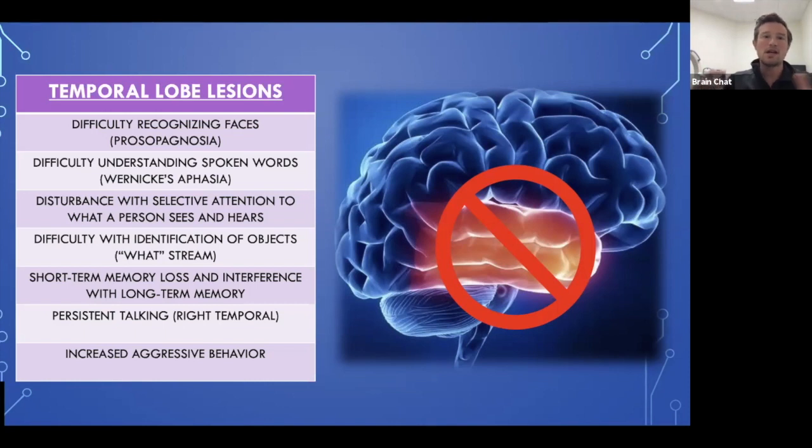Short-term memory loss and interference with long-term memory. So you can't really get long-term memory if you don't have short-term memory. So the short-term memory is really important. So the health of the temporal lobes is really important.